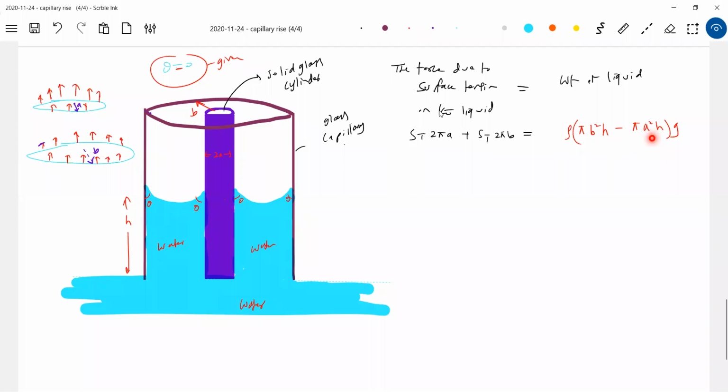We wanted the expression for h. So h is equal to 2 pi S T, where 2 pi gets cancelled out, so 2 S T into a plus b, divided by rho g into b square minus a square. Therefore h is 2 S T by rho g into b minus a. This is the height to which the liquid will rise inside this capillary tube.